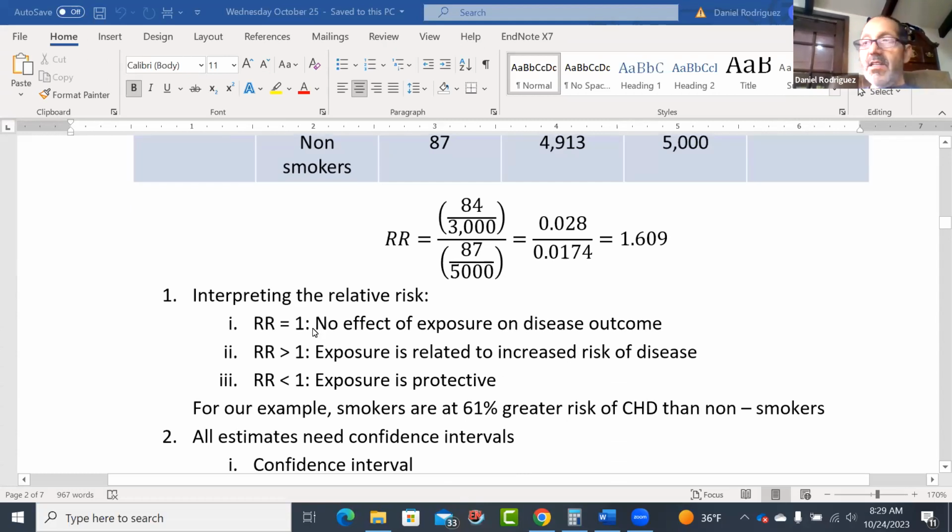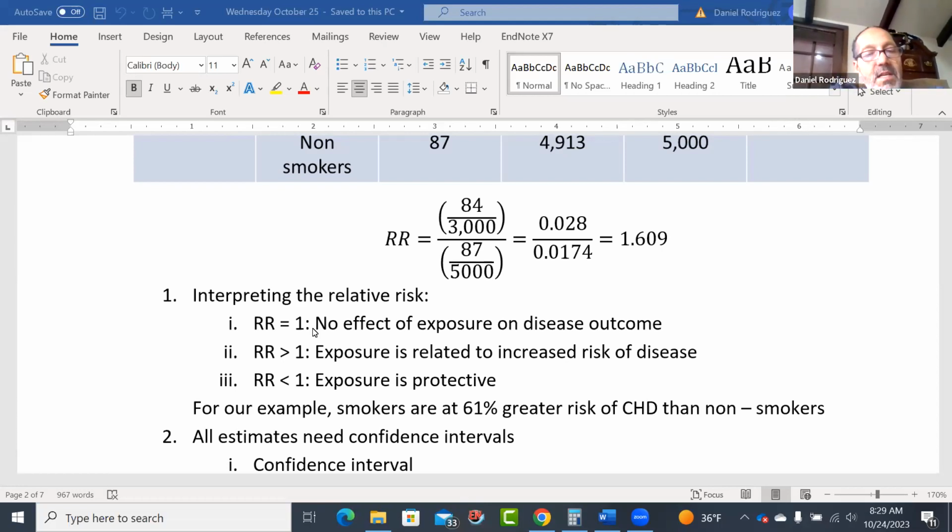Now, just for your knowledge about interpreting these, because you do not need to know how to interpret them, a relative risk of 1 means the risk among the exposed is equal to the risk among those who are not exposed. So that means there's no risk associated with exposure.